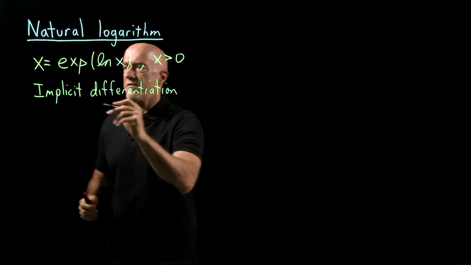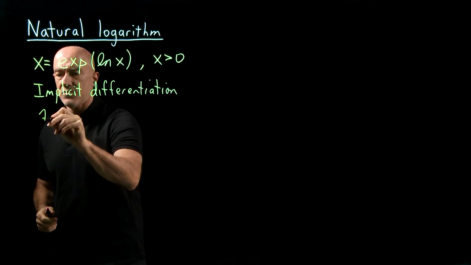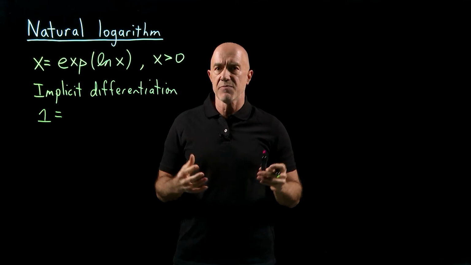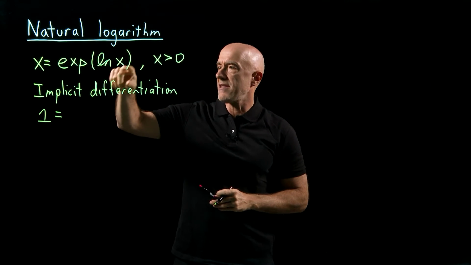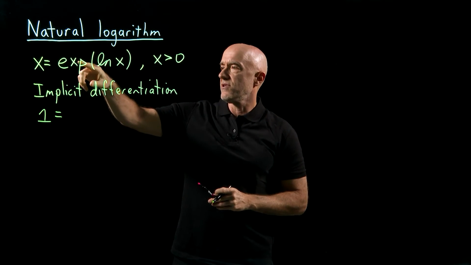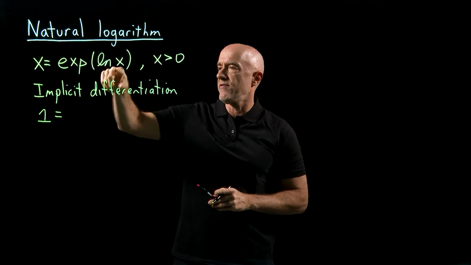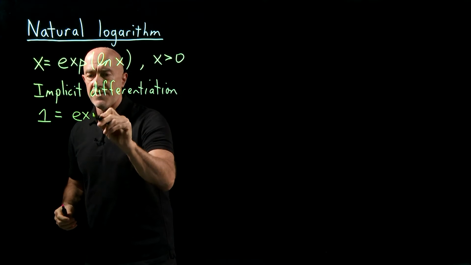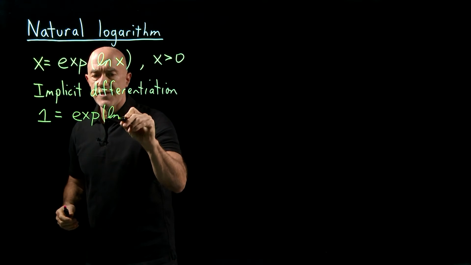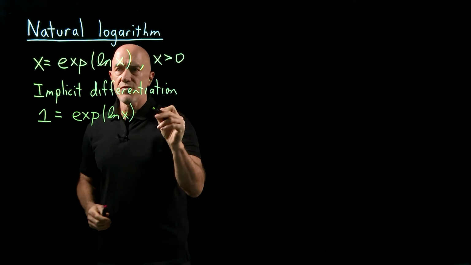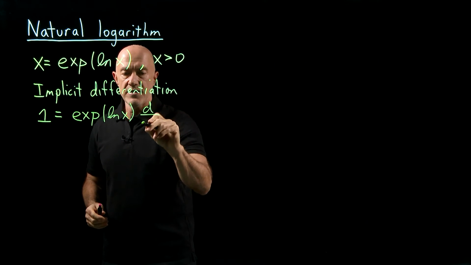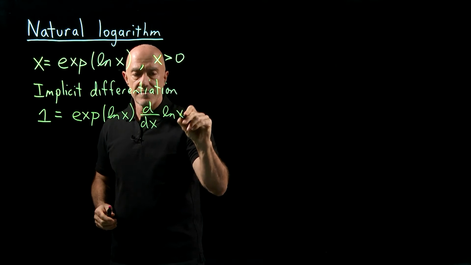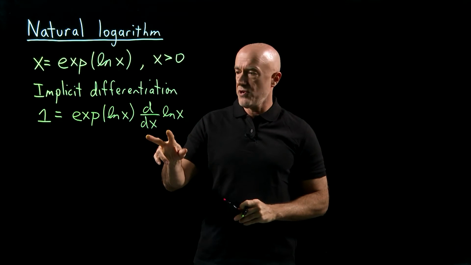So if we take the derivative of x, it is equal to 1. The derivative of the exponential function is the exponential function. We have to apply the chain rule here. So it's the derivative of the outside times the derivative of the inside. So the derivative of the outside is just the exponential function again of the same argument times the derivative of the inside. And here is the implicit bit. So it's d/dx of log x. This is what we want to determine.